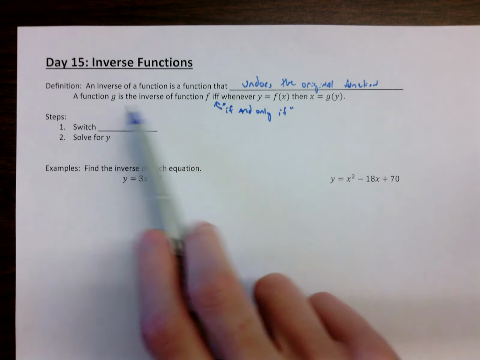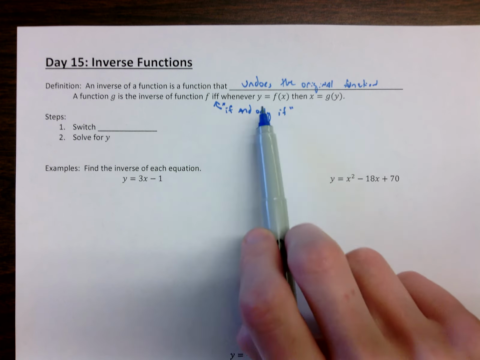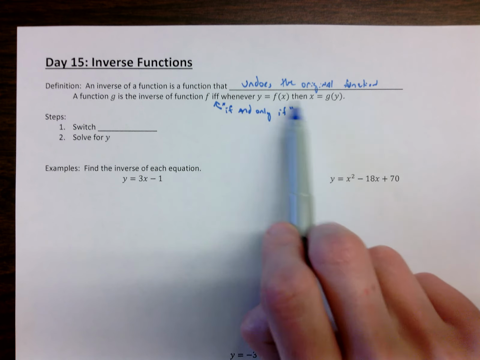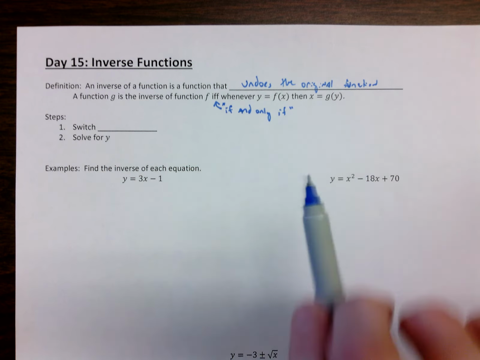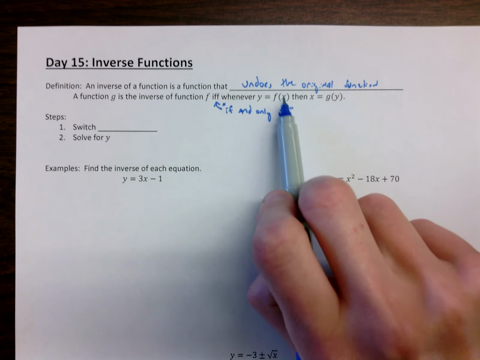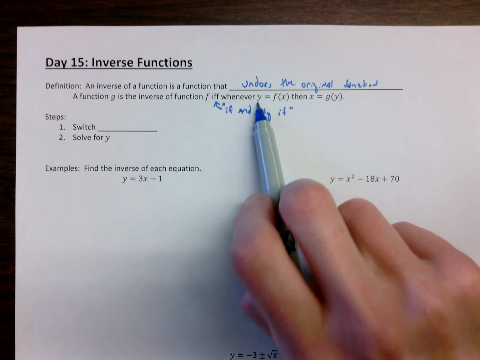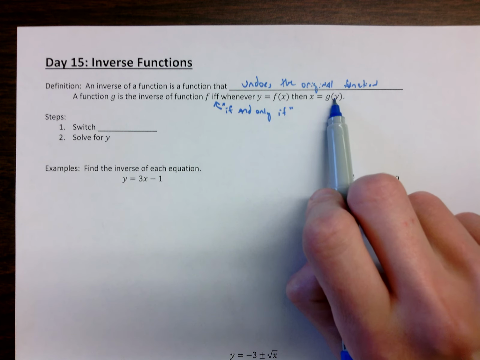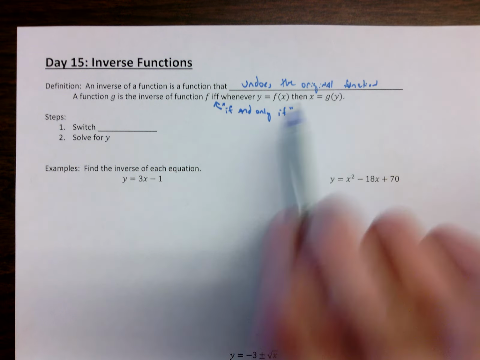So a function g is the inverse of function f if and only if whenever y equals f of x, then x equals g of y. That sounds confusing, so what it's saying is that when you plug x into function f, the answer that you get, if you plug that answer into function g, you get back to the original number. That's all that's saying.